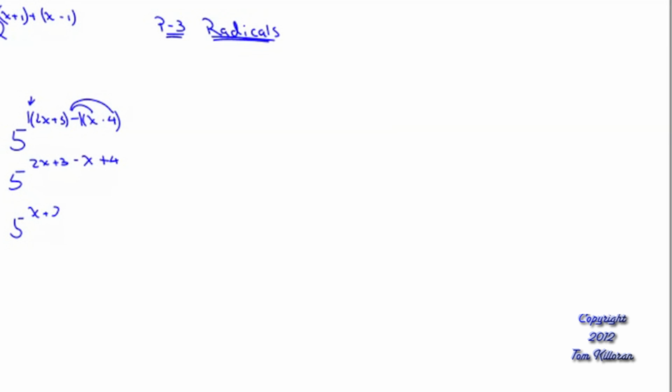Radicals. If a squared is equal to b, then we're going to define the square root of b to be equal to a. This is just a definition of what it means to be a square root. Definition of square root. Now, inside of this definition are some subtleties.